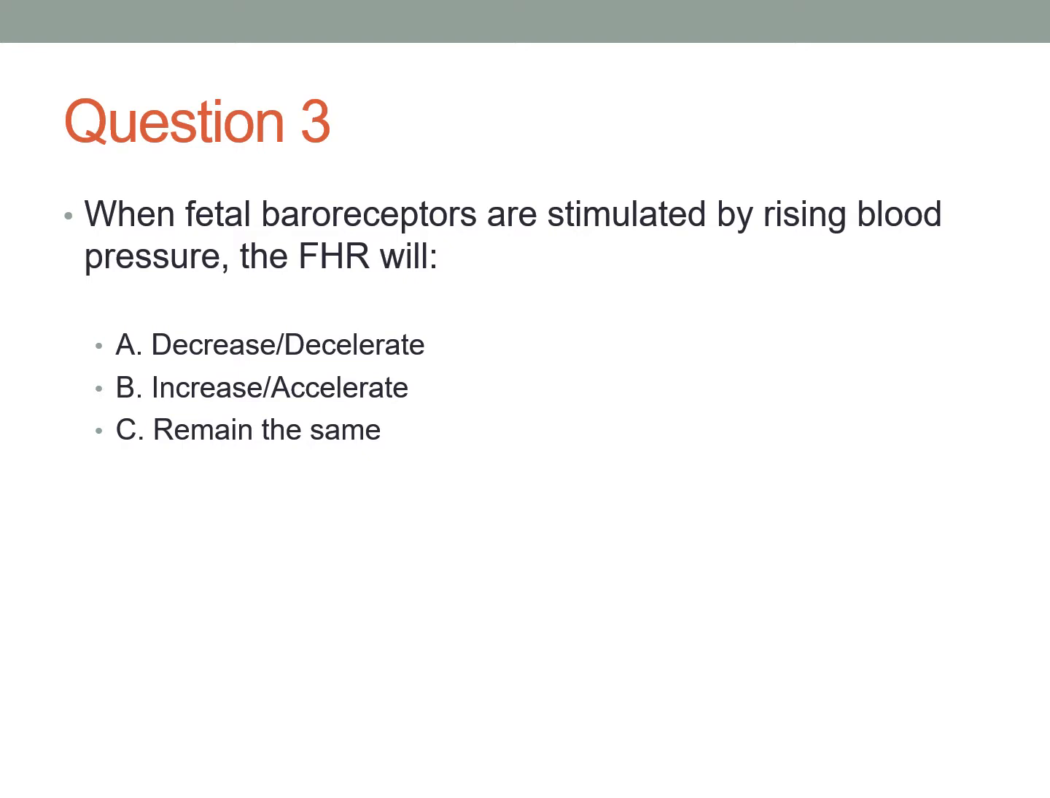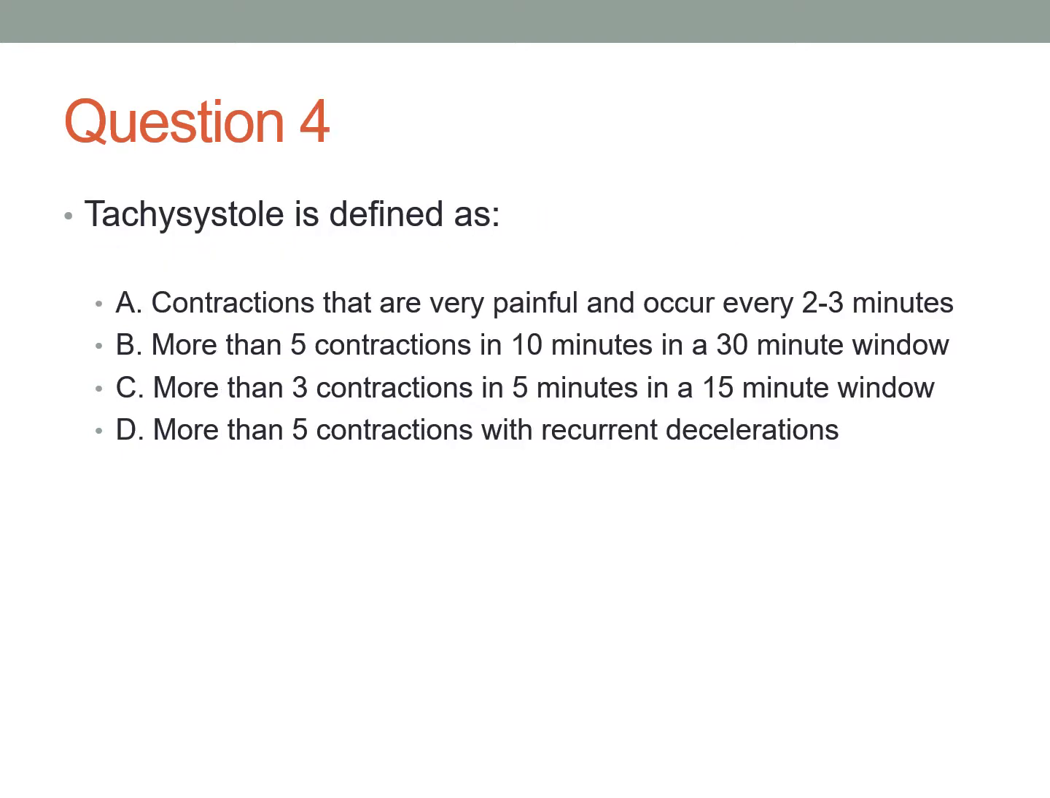All right, next question. When fetal baroreceptors are stimulated by rising blood pressure, the fetal heart rate will do what? Answer here is fetal heart rate will decrease in response to baroreceptors. This is an abrupt response, like the response we see in variable decelerations. Question 4. Tachysystole is defined as what?